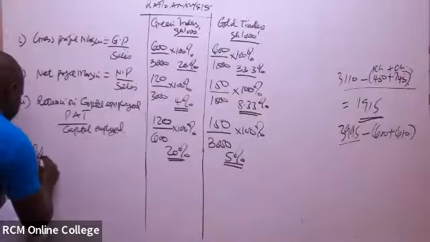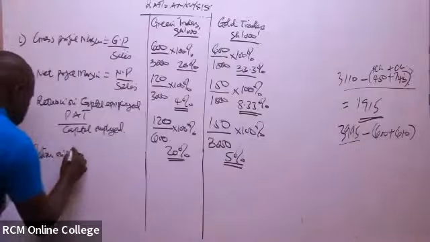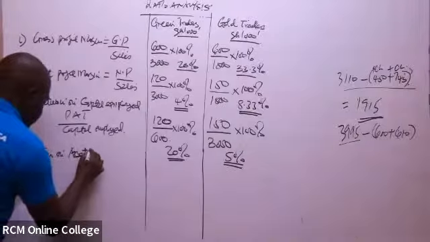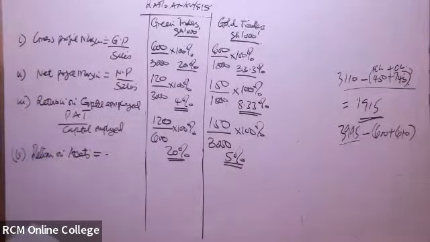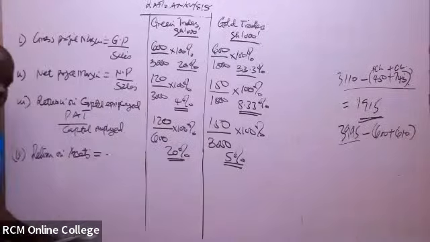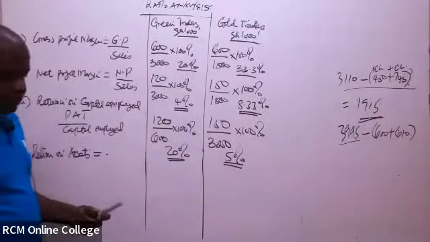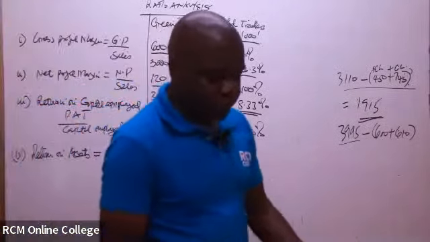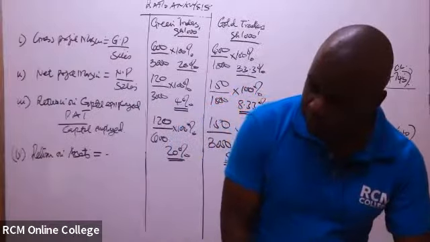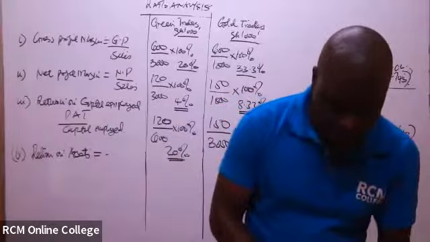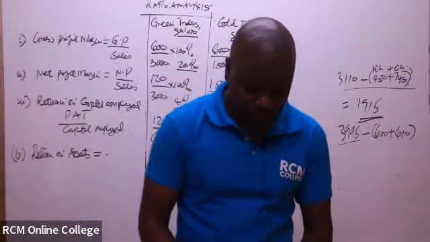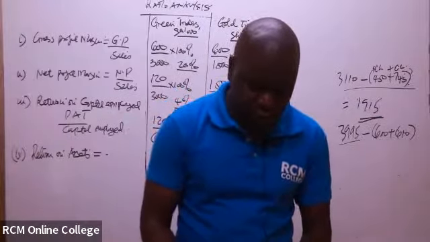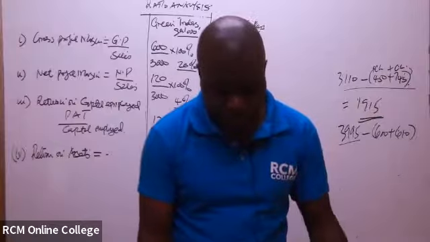What is the return on assets? What is the formula? Get the formula, Mudoni, get the formula for return on assets. Remember, the other one is return on capital employed. But now in this case, we are looking at what?